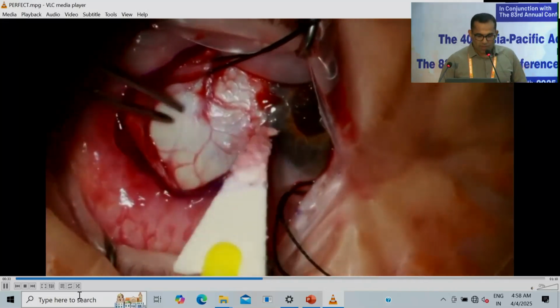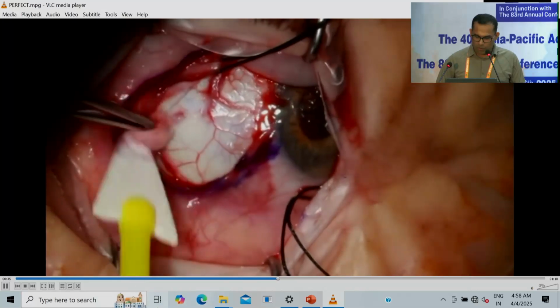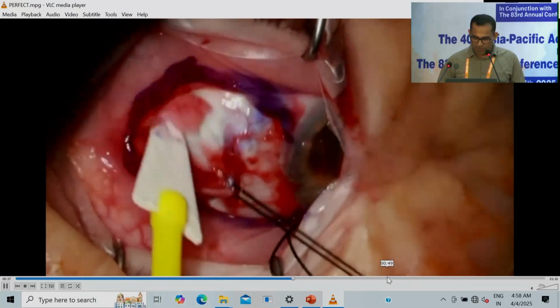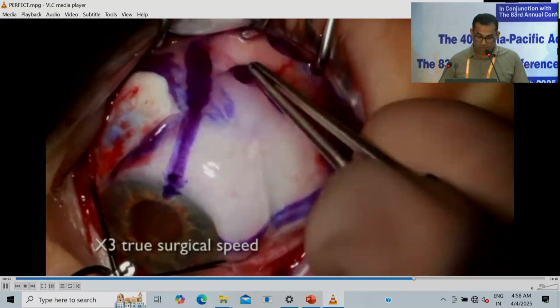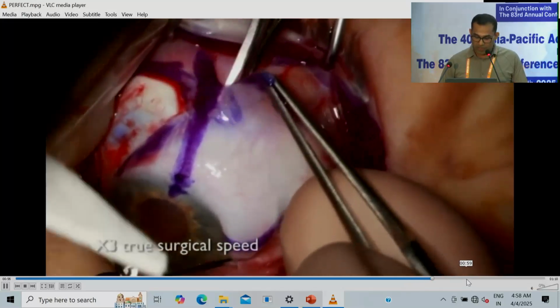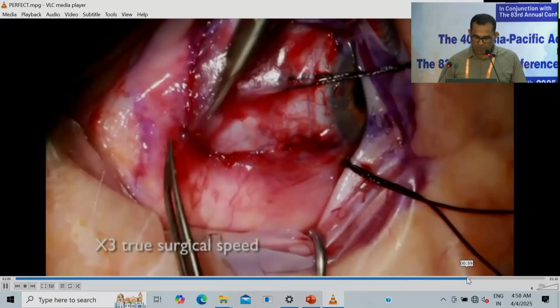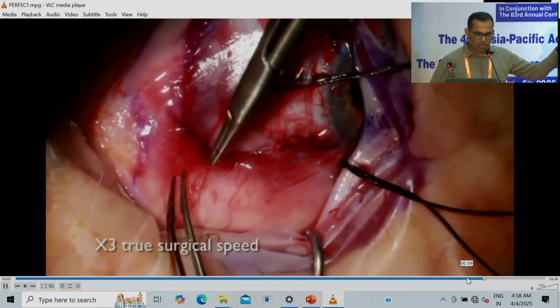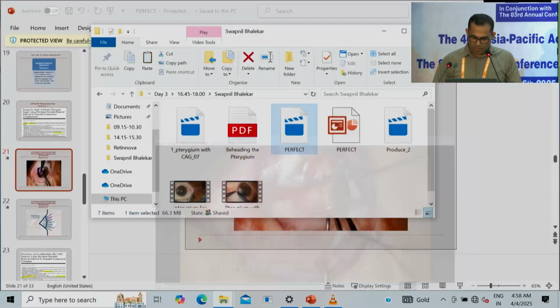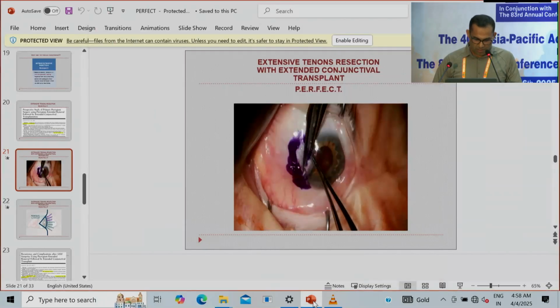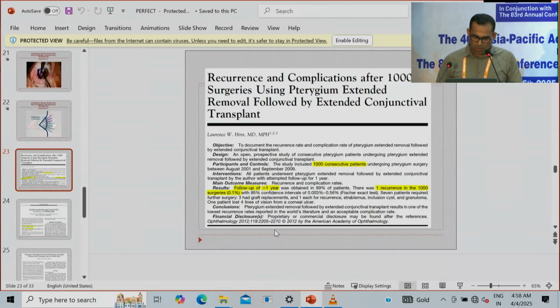So this is the background of how the perfect technique is originally done. Obviously, we'll see how practical it is. This is how he takes a very, very large graft and then sutures it all around, up to almost the medial side. So this was about the perfect technique. Let's see what the results are.